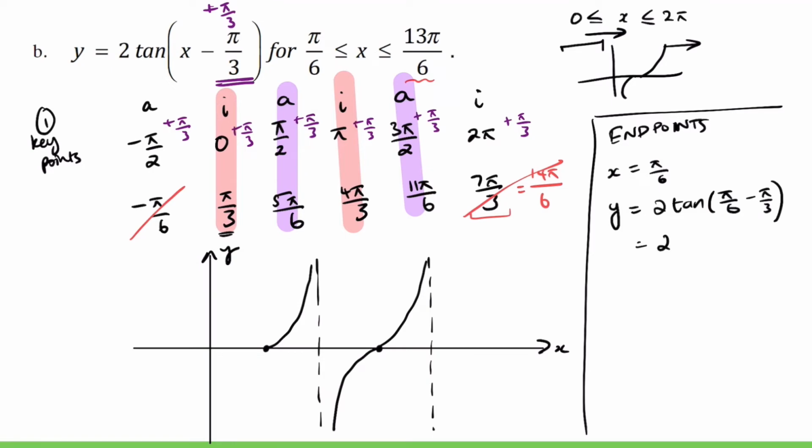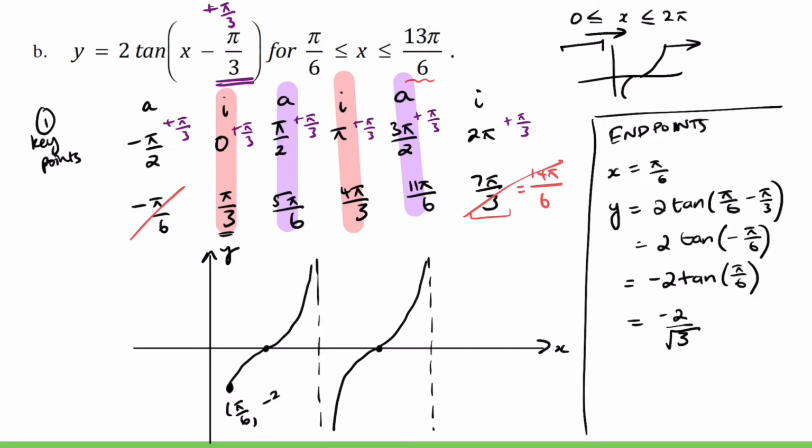So pi on 6 minus pi on 3 is going to be negative pi on 6. And if you remember our rules, tan of negative theta is equal to negative tan of theta. So that'll be negative 2 tan pi on 6. And then we need to remember our exact value. So that will be 1 on root 3. When I multiply that by 2, that'll be negative 2 on root 3. So I know it's a negative value. That'll be pi on 6 and negative 2 on root 3. And you can rationalize that if you like, but I'll just leave it as it is.